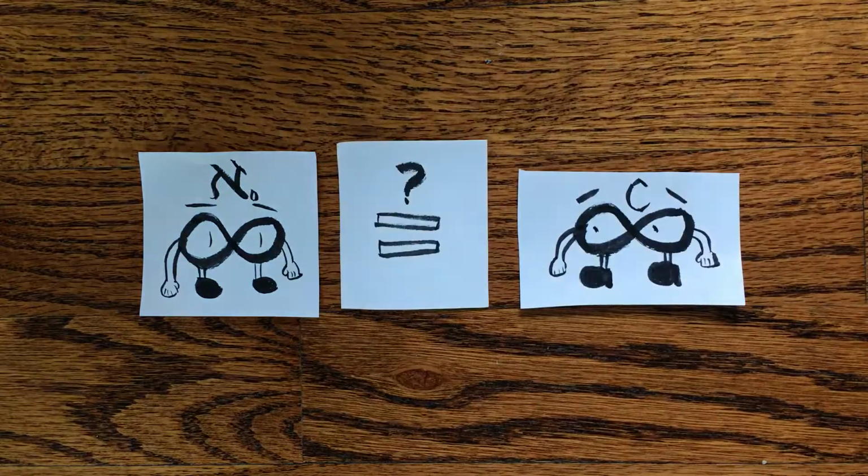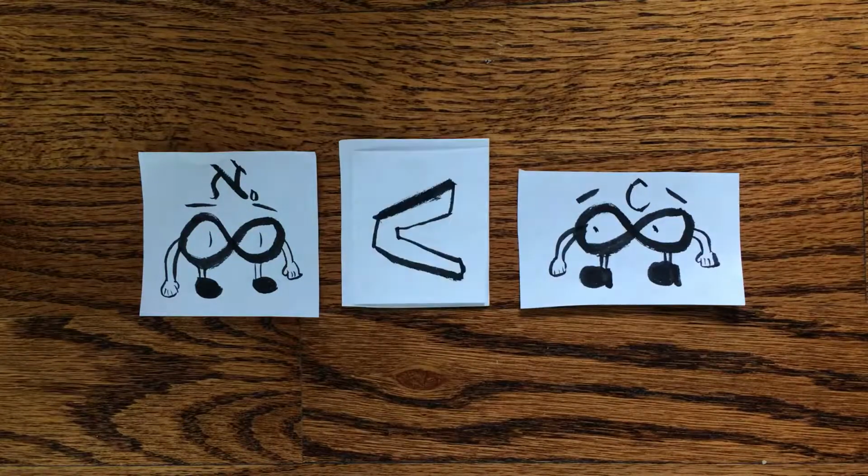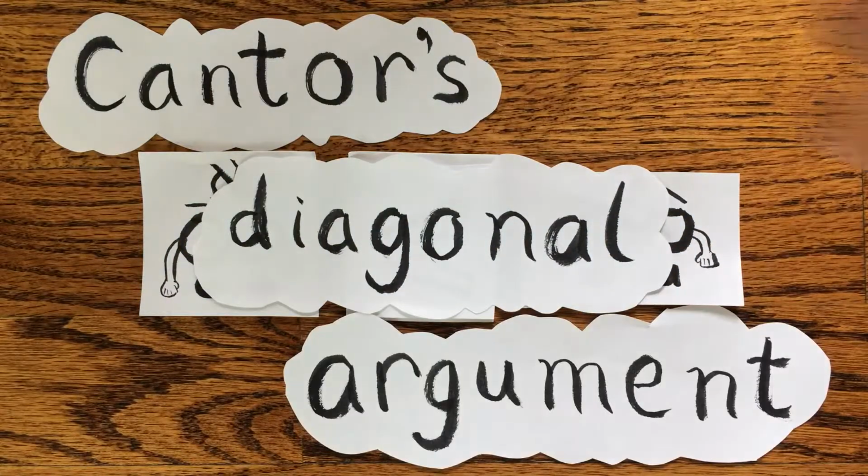Now, I hear what you're thinking. Whoa, hold up. How can one infinity be bigger than another? It's literally infinity. Well, here's the thing. Let's take a look at two infinities and how one is definitely bigger than the other, using a proof by contradiction and a little something called Cantor's diagonal argument.